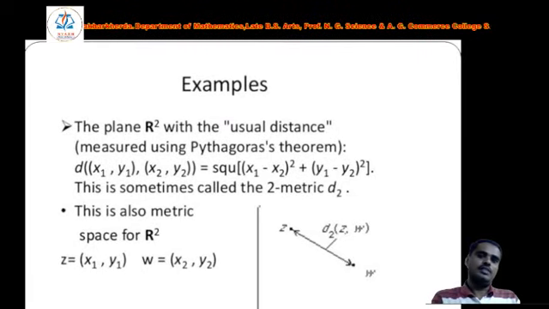Now the example for the plane R square with the usual distance measured using the Pythagoras theorem. The distance between (x1, y1) and (x2, y2) equals the square root of (x1 minus x2) square plus (y1 minus y2) square. This is sometimes called the 2 metric D2. This is also a metric space for R2, that is, 2-dimensional space. Now z equals (x1, y1), w equals (x2, y2).